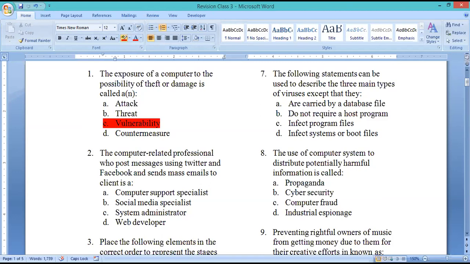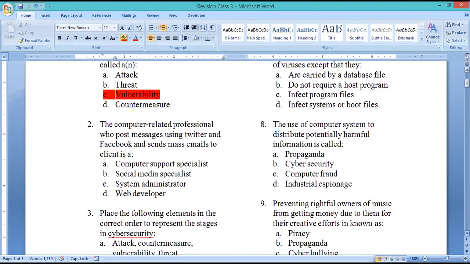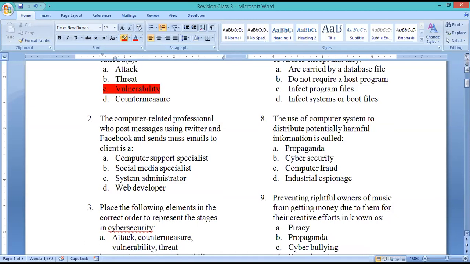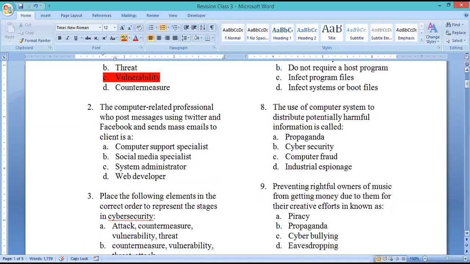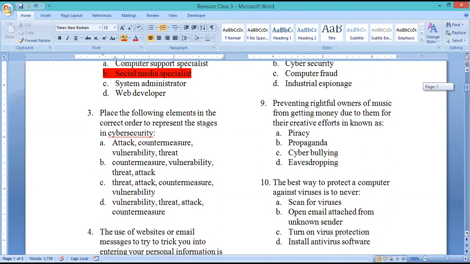All right, good. Number two, the computer-related professional who posts messages using Twitter and Facebook and sends mass emails to clients is a social media specialist. Correct. And we have 4 minutes. So you know when it cuts off, I'll send the link so we can continue.